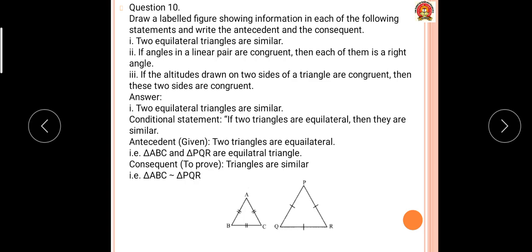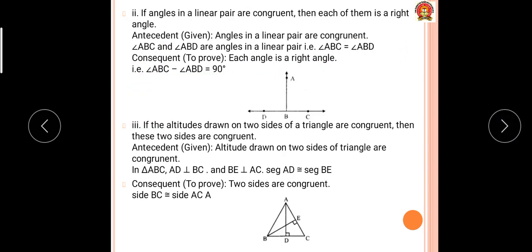Listen beta, before writing the antecedent and consequent, firstly write the given statement in if-then form. If it is already there, then no need to write. Now look at the second question. If it is already in if-then form, no need to write. If angles in a linear pair are congruent, then each of them is a right angle. What is the antecedent here? Angles in a linear pair are congruent. And the consequent? Each of them is a right angle. In this way, see here, angle ABC and angle ABD are both in a linear pair and both are congruent, so they are right angles.